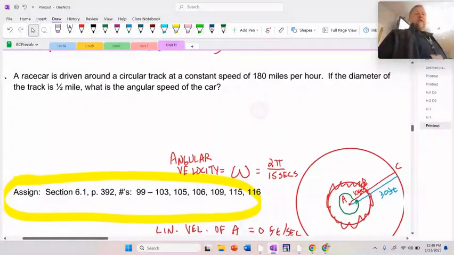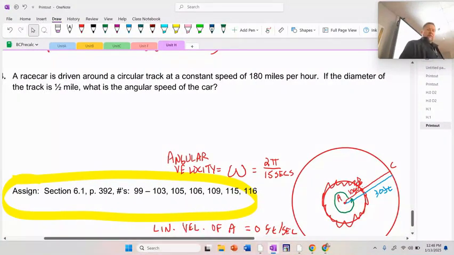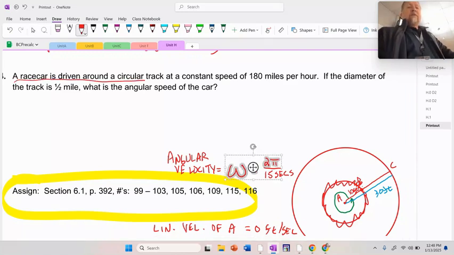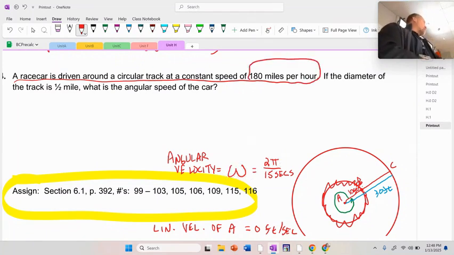Last but not least, I like this one. It's a little different, so I do have to work with my formulas a little bit. A race car is driven around a circular track at 180 miles per hour. That's about a reasonable speed for race cars.